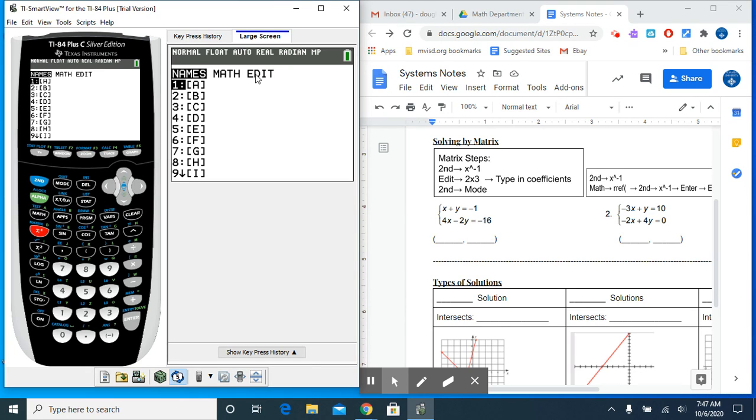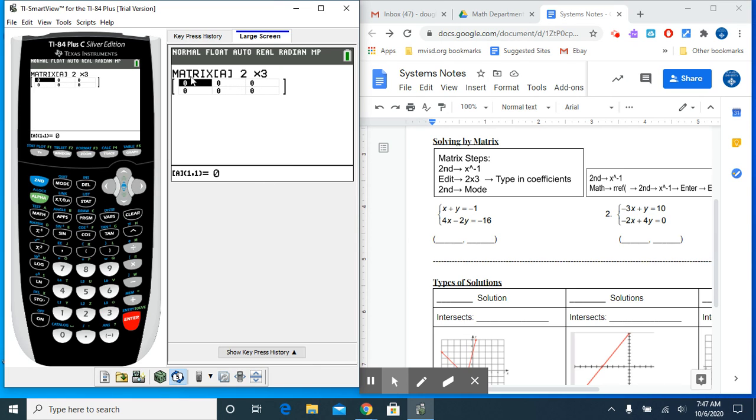And we want to go to edit, just like stat edit. This is matrix edit. So I'm on back arrow to edit and press enter. And then I have a 2 by 3 matrix. And then when you press enter, you should get these zeros should match up the number of terms you have. So if there's not a number shown in front of the x, it's a 1.